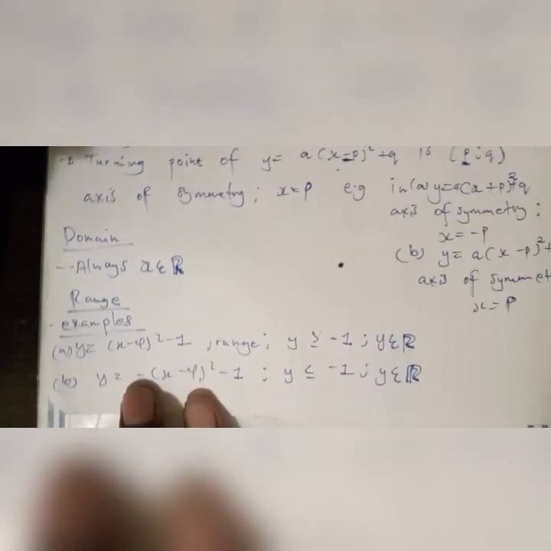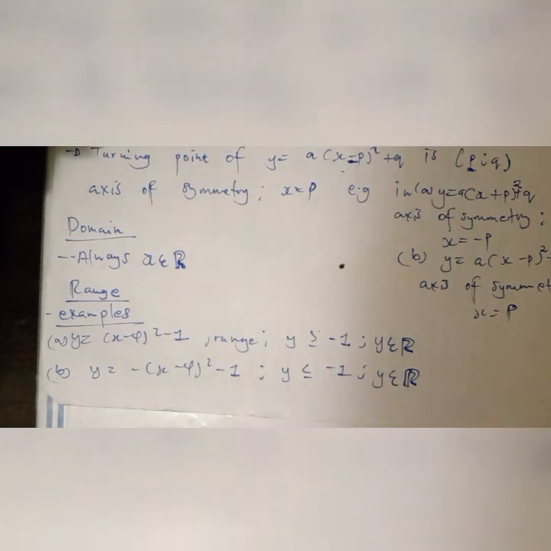So for this one, I put some examples in order to illustrate how the range is written. Okay, so first of all, we have a here. A says y is equal to x minus 4 squared minus 1. The range for this graph here is y is greater than or equal to -1. Y is the element of all real numbers. Do not forget to write this, because if you do not write this, then you will not get any marks.